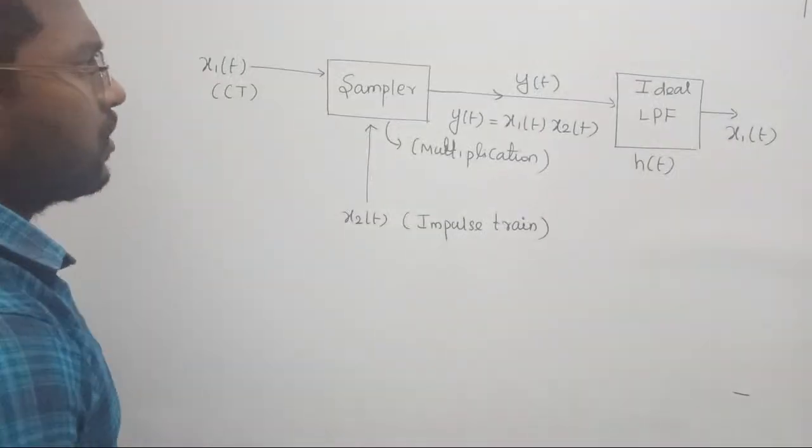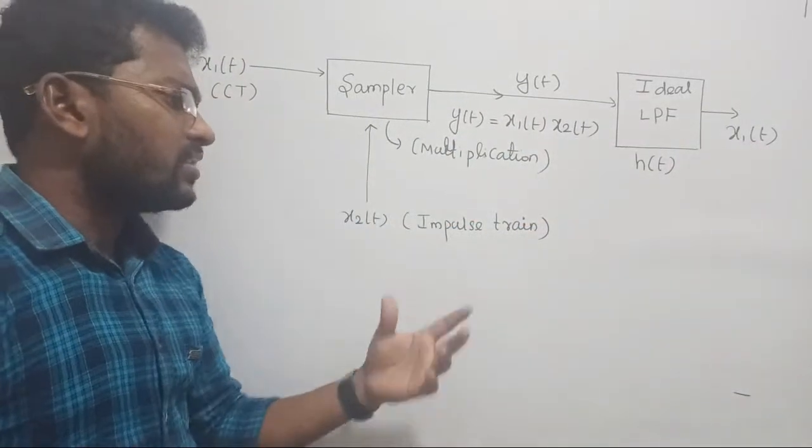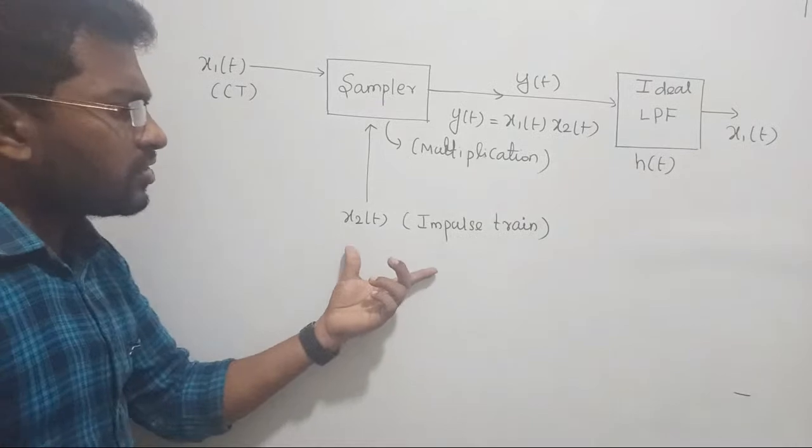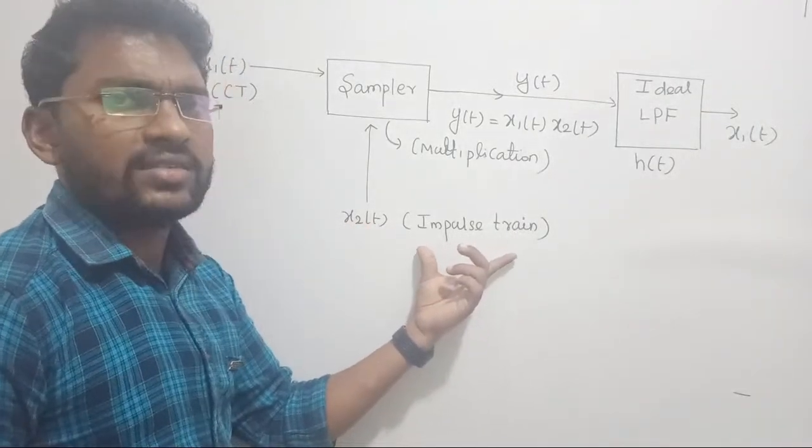Now let us come back. That's all. This process is called the sampling process. Now in this sampling process, I am going to use a standard train called the impulse train. We are going to use a standard train called the impulse train.